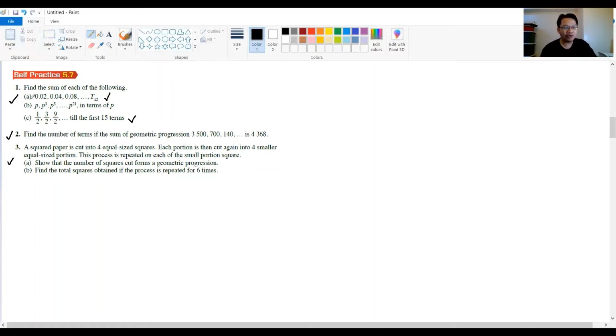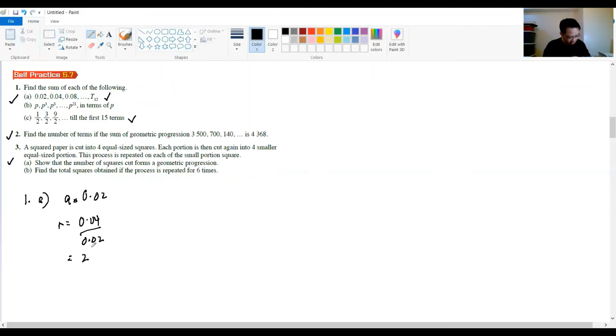Let's say I'm discussing 1A here. Number 1A, we know that this is find the sum of the following. That means we want to find the sum, so we must identify, is this a GP or AP? The first term A is 0.02, and then we need R or D. From 2 to become 4, it is either plus 2 or times 2. But from 4 to become 8, is that plus 2? No, it is times 2, right? So this is a GP. Our R is 0.04 divided by 0.02, then we are supposed to get 2.